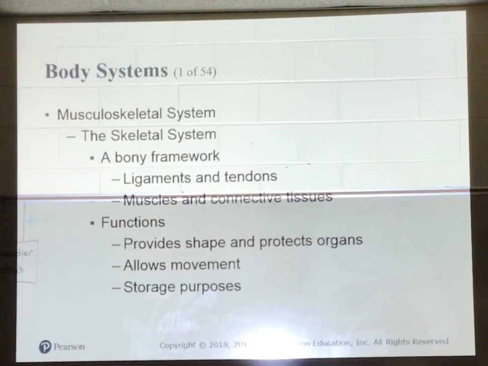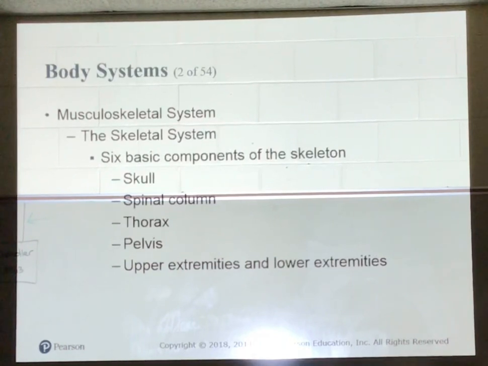The skeletal system serves 4 functions: giving the body its shape, protecting vital internal organs, allowing for movement, and it stores minerals, and it also produces blood cells. I would suggest you know all 4 of those things. The skeletal system has 6 basic components: the skull, spinal column, thorax, pelvis, and the upper and lower extremities. The bones of the adult skeleton are classified by size and shape, which is long, short, flat, or irregular.